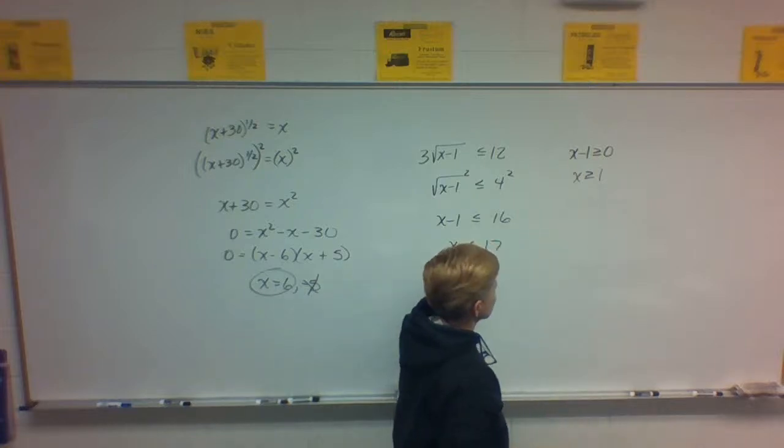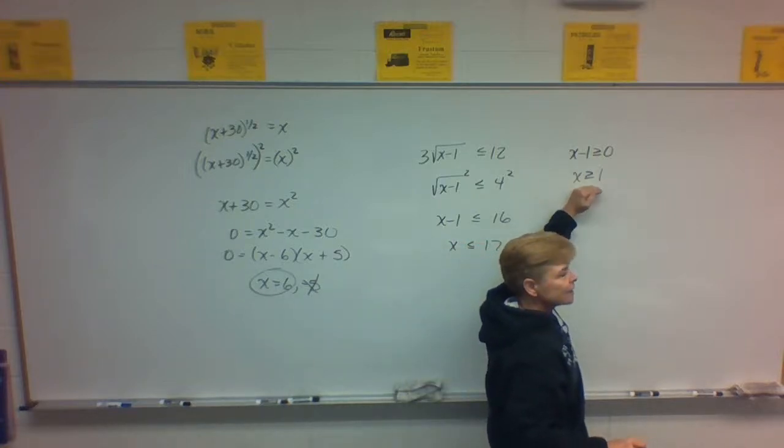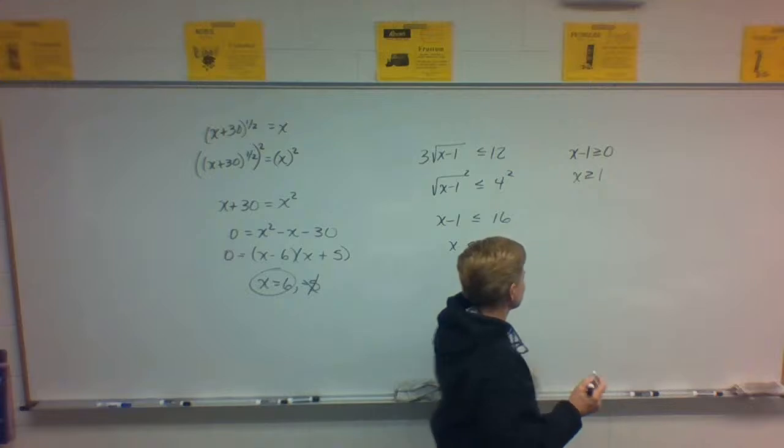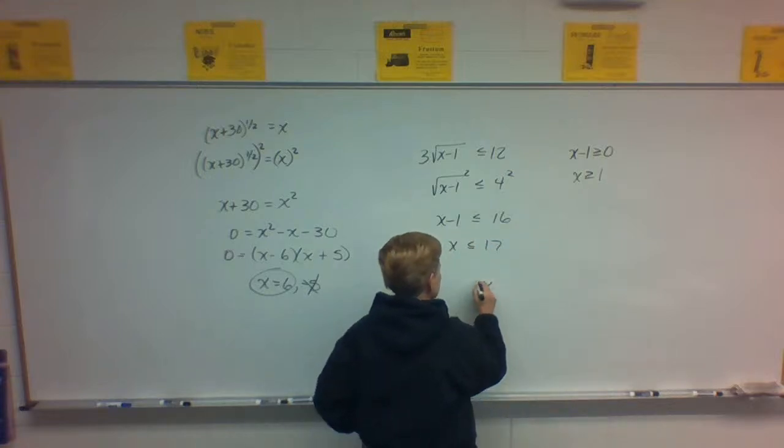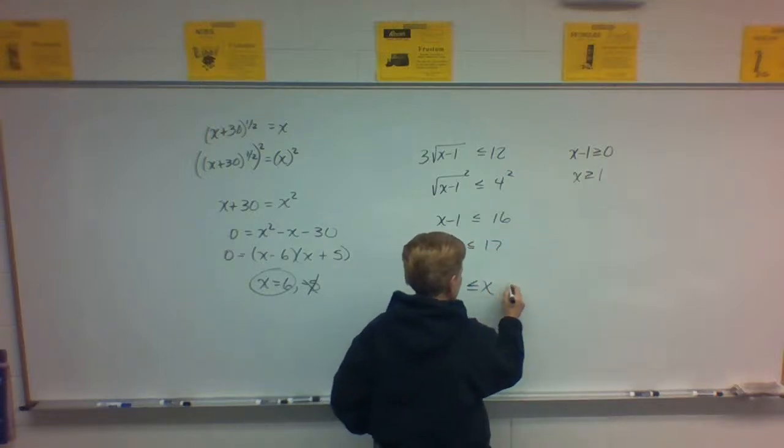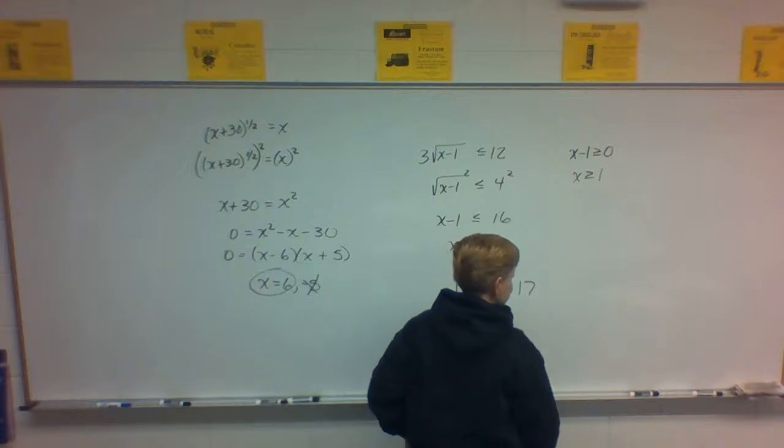So the algebra gave us the 17. The radicand that must be greater than or equal to 0 gave us the 1. And so the solution is x must be more than or equal to 1. And at the same time, less than or equal to 17.